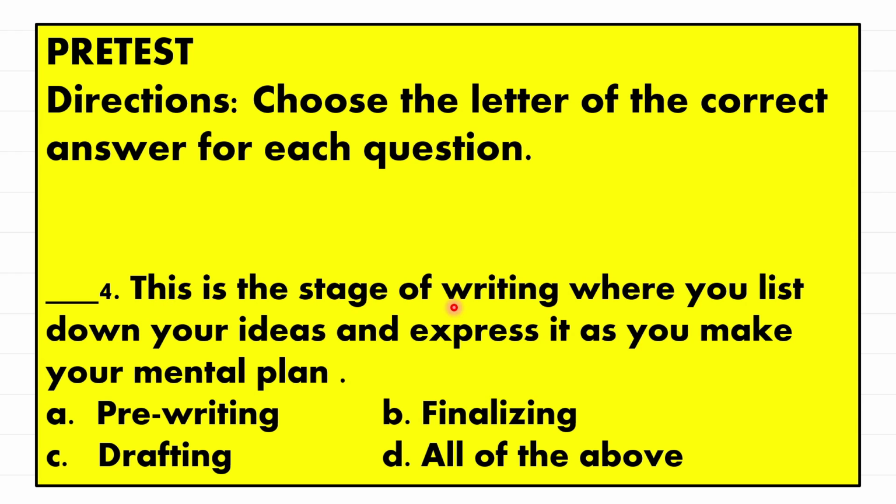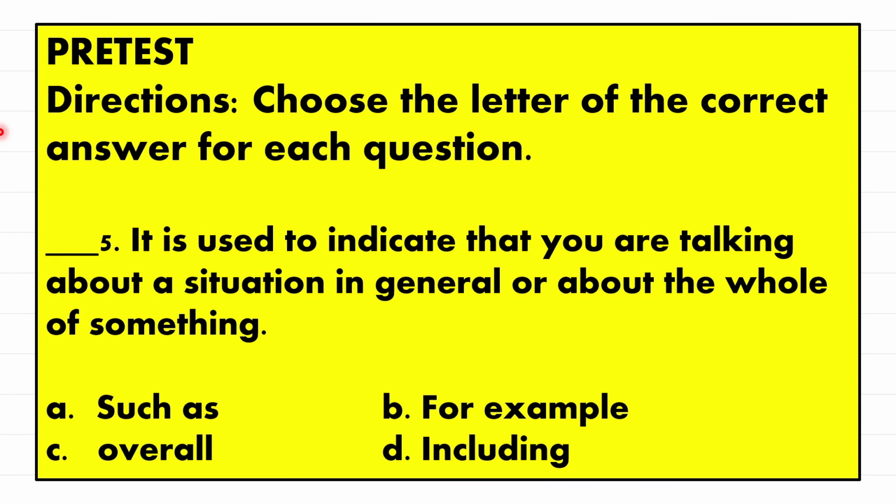This is the stage of writing where you list down your ideas and express it as you make your mental plan. A. Pre-writing. B. Finalizing. C. Drafting. D. All of the above. Finished. Let's proceed. Number 5. It is used to indicate that you are talking about a situation in general or about the whole of something. A. Such as. B. For example. C. Overall. Or D. Including.